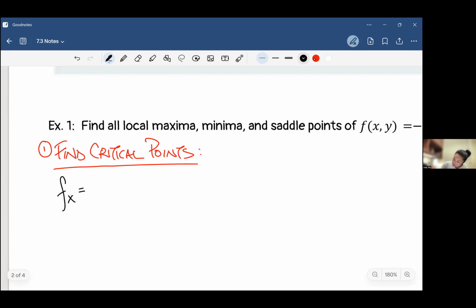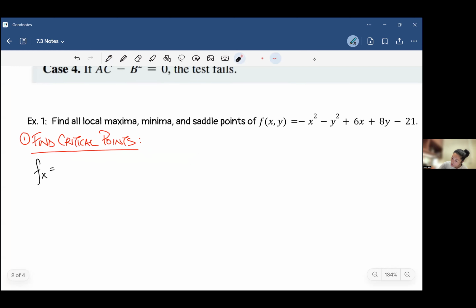So let's take our fx. First term, negative x squared becomes negative 2x. Negative y squared goes to 0 because it doesn't have any x's in it, so y is a constant. 6x becomes plus 6. 8y and the minus 21 both go to 0 because they don't have any x's. So really we have negative 2x plus 6.